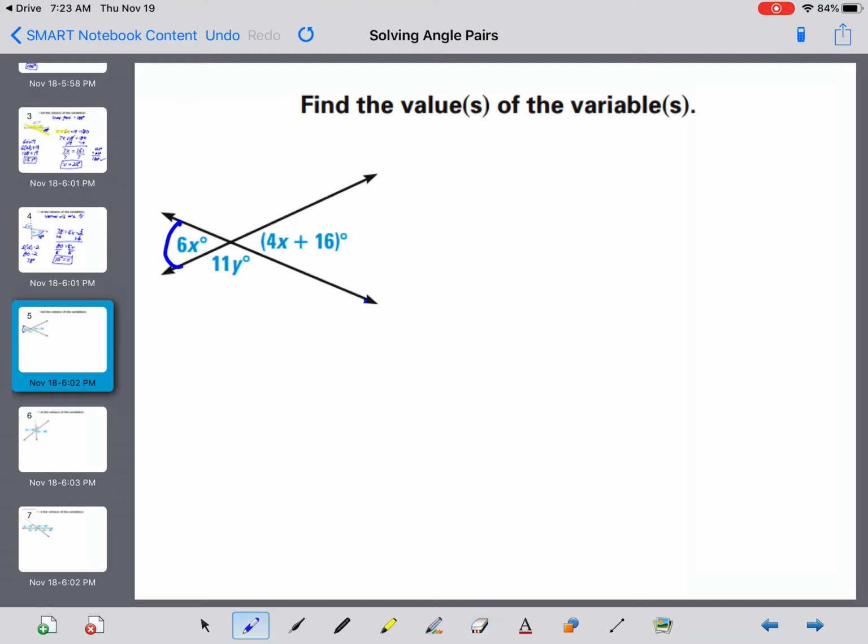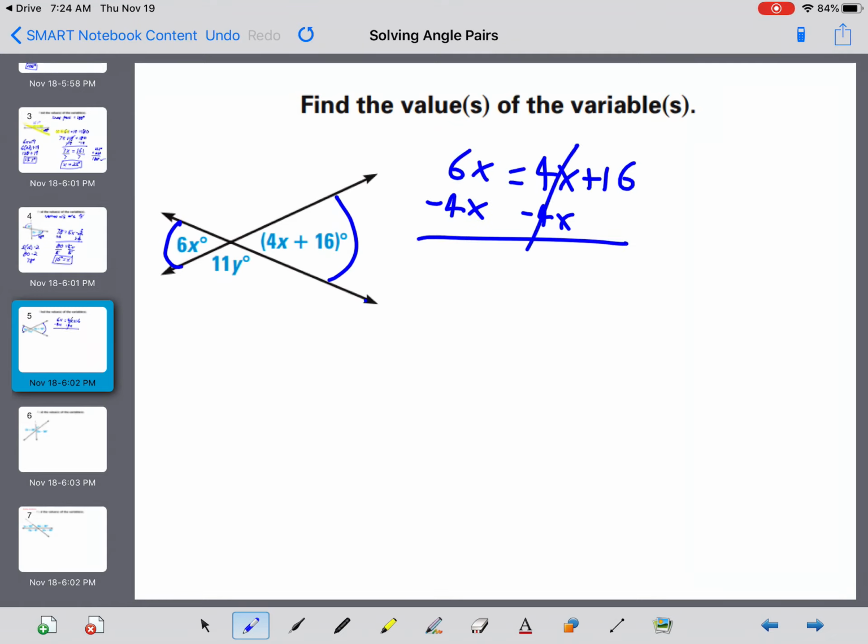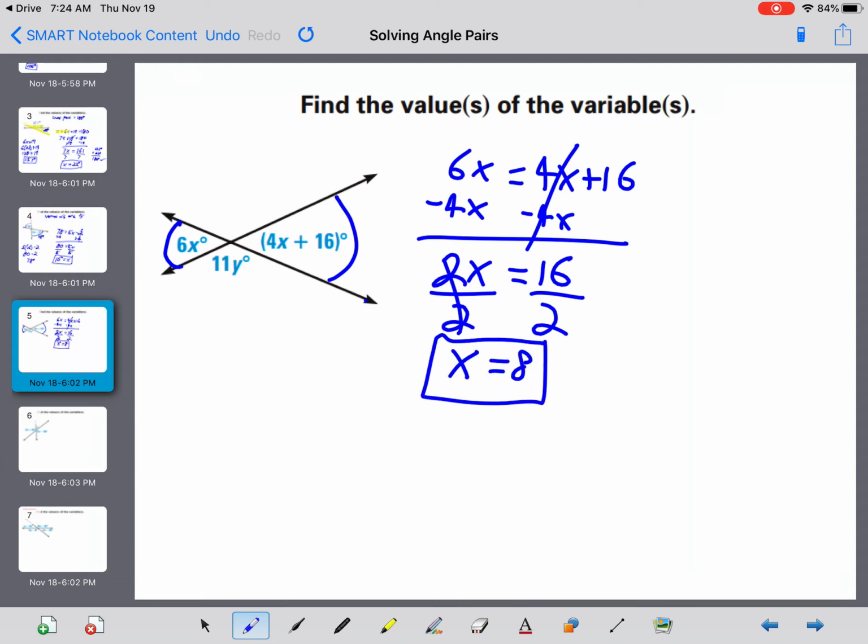I'm going to start with the vertical angles. I'm going to set these 2 equal to each other. 6x equals, set the vertical angles equal to each other, 4x plus 16. I'm going to subtract 4x from both sides, and 6x minus 4x makes 2x, which equals 16. Divide by 2 on both sides, and x equals 8.